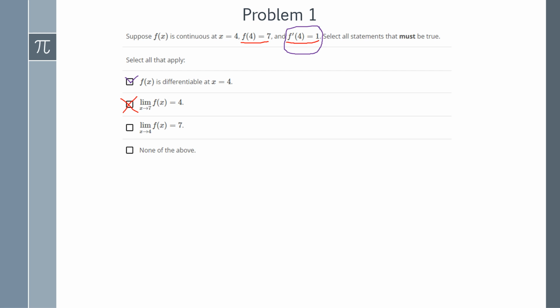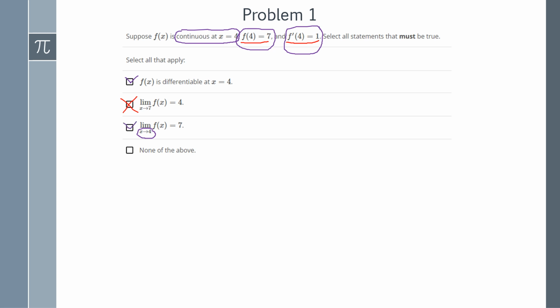Now this, we can say this is true. Why is that true? This is true because we have that the function is continuous at x equals 4. Notice that here we have x equal to 4, and f of 4 is equal to 7. So if the function is continuous at the value of 4 and the value of our function at 4 is equal to 7, then the limit must be equal to 7. That is one of the conditions of continuity. So we would say this is also true.